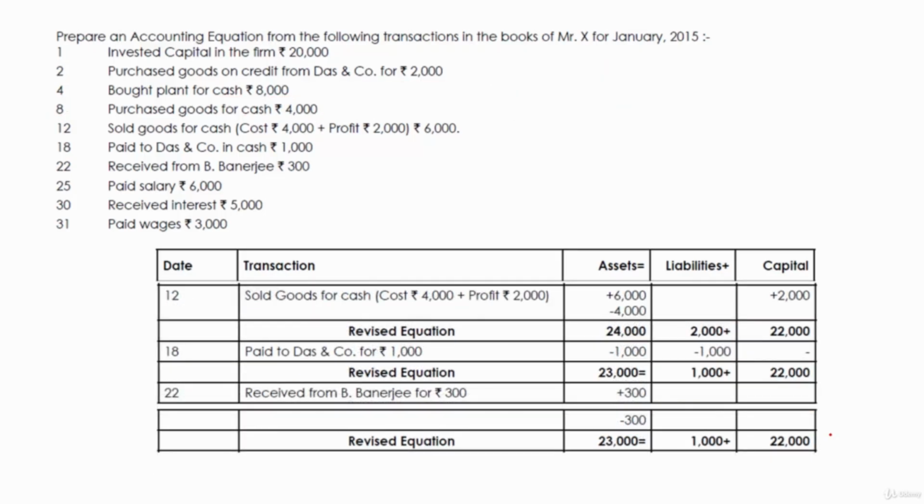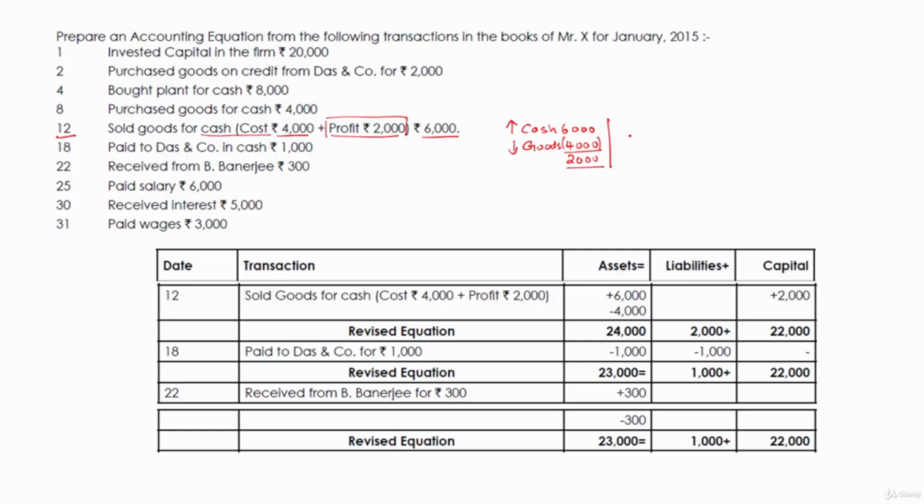Next, on 12th, we'll see what is happening. Sold goods for cash, cost 4,000, profit 2,000, so totally 6,000. Let's understand what is happening here. Cash is coming in, or cash is increasing by how much? 6,000 on one side. But when cash increases, your goods will decrease. What is the cost of goods that are getting decreased? It is 4,000. So what is the net effect on the asset side? It is 2,000, and you have sold this at a profit of 2,000.